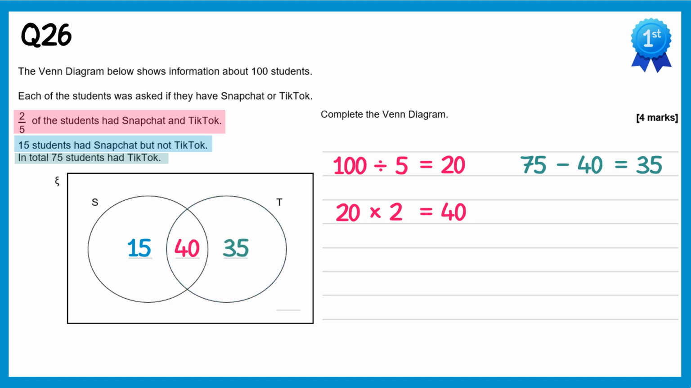Now we've got 15, 40 and 35 people. If we add all of those together, that's 90, but we know there's 100 in total. So if we do 100 take away 90, we get 10. So the value that goes in the bottom of the diagram here is 10. That's the people that don't have Snapchat and also don't have TikTok.